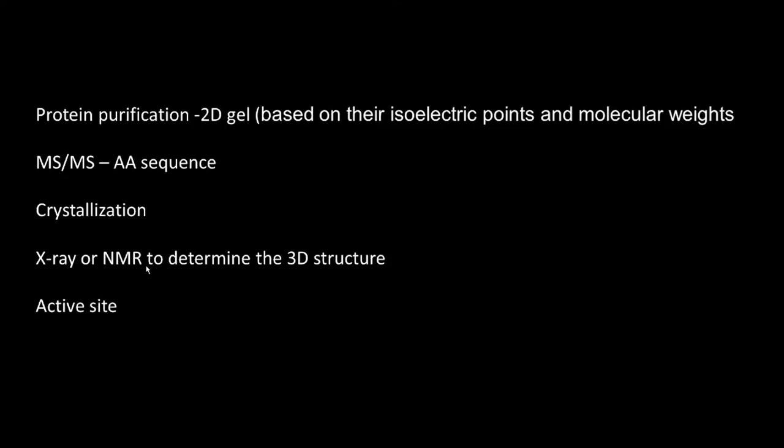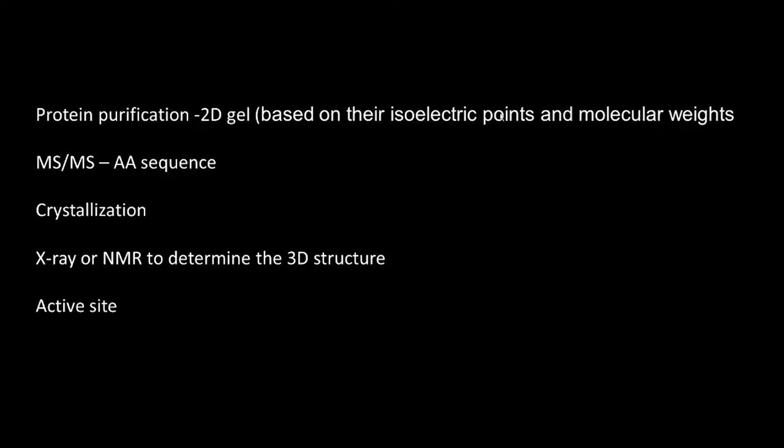So the first step in protein purification is the 2D gel. The 2D means two dimensions. One dimension is the molecular weight difference, which separates the proteins. The other dimension is the isoelectric point. You all know what the isoelectric point is: the pH at which the protein is neutral. If you have a pH gradient, the protein starts moving because of the charge, and when it reaches the pH at which the charge is zero, it stops. Then the protein moves based on molecular weight, so the separation happens. In a 2D gel, we get thousands of proteins separated.